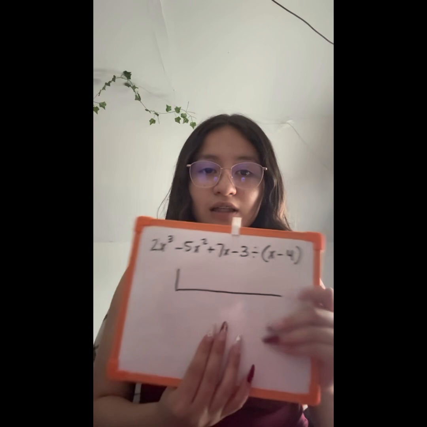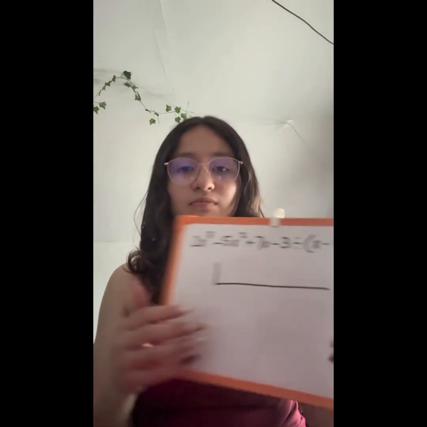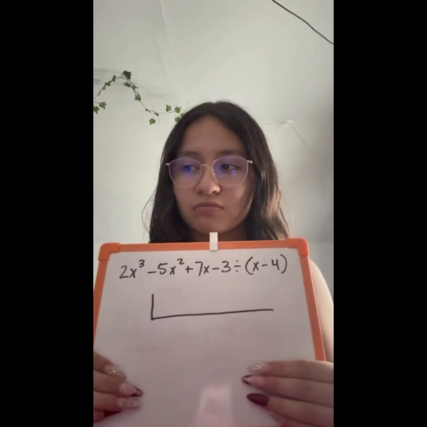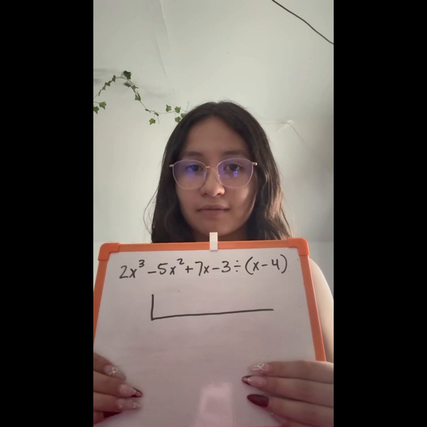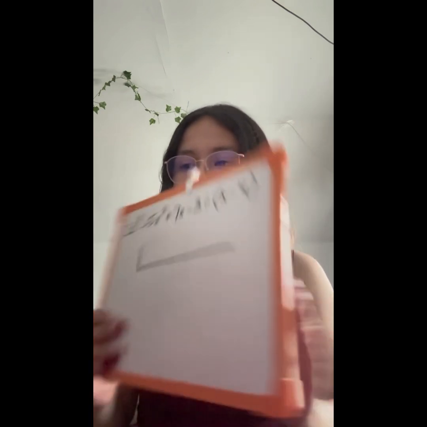With this word problem, we can start off by grabbing a piece of paper or whiteboard and writing down your polynomial and what you're dividing over, which would be 2x cubed minus 5x squared plus 7x minus 3 divided by x minus 4. You should have written down your synthetic division line, because you're dividing.